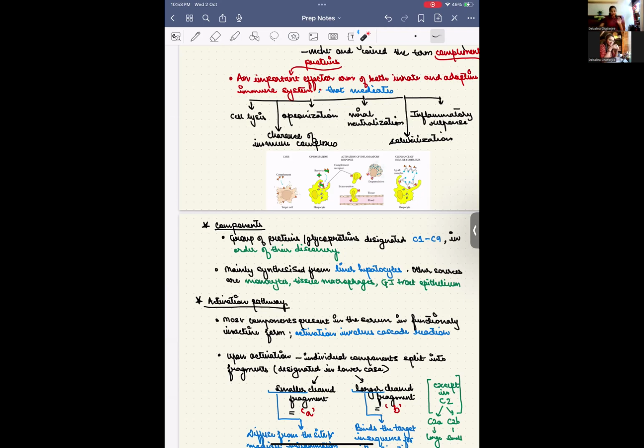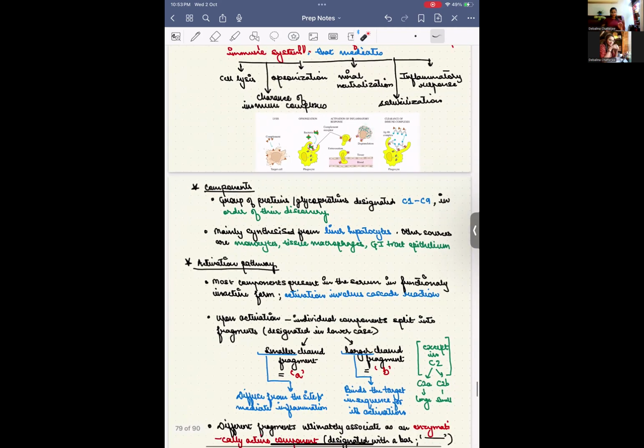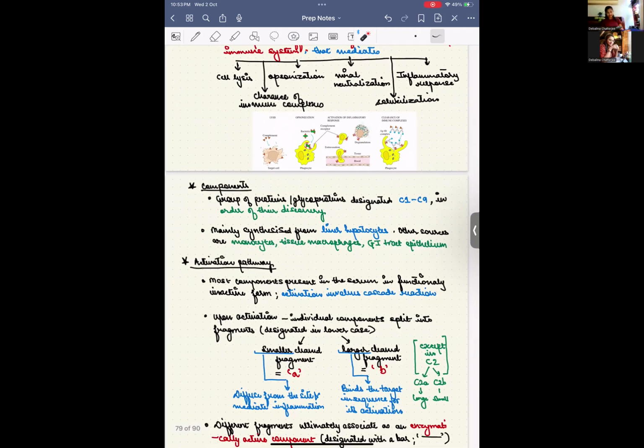Okay, so first, the components of the complement system. They are constituted by a group of proteins or glycoproteins that can be designated as C1 to C9 in the order of their discovery, right? So it has nothing to do with the position of their participation in the overall pathway. If one protein was discovered first, it was named C1, and the next in line was C2, and so on.